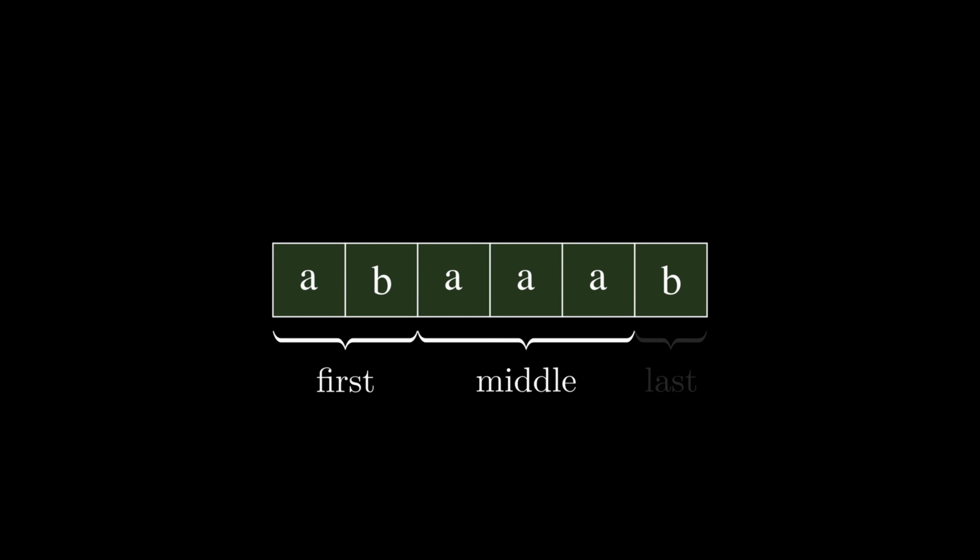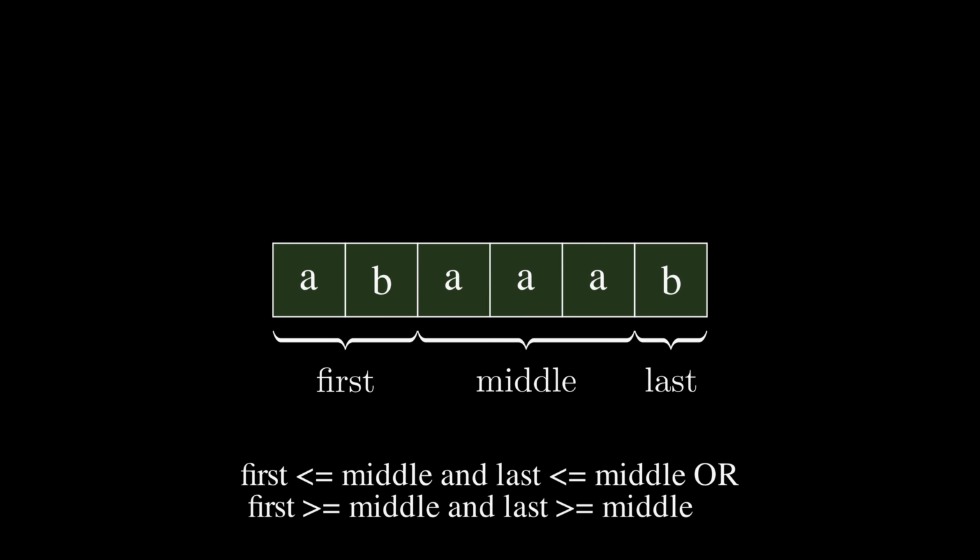You want to split the string into three consecutive sections, so that the middle section is lexicographically smaller than or equal to the first and last ones, or it is lexicographically larger than or equal to both of them. If you're not familiar with the word lexicographically, it's basically like how words are ordered in the dictionary.